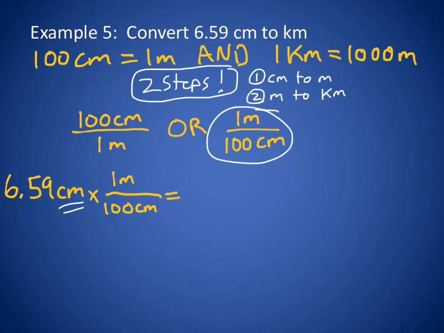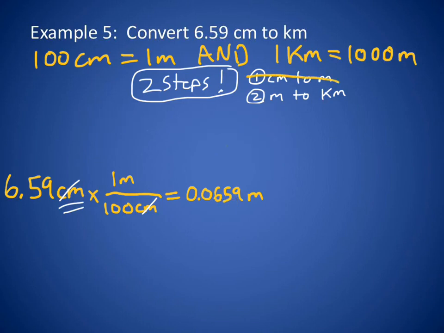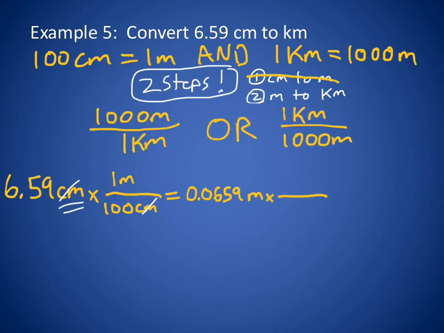So 6.59 times 1 is 6.59. Then divide that by 100, and you get 0.0659 meters. Centimeters cancel, so I'm left with meters. For step number 2, I'm going to take the 0.0659 meters, this number here. Don't use this answer, use your answer. It's a two-step, so take your answer from the first step. This many meters to kilometers. So my two fractions here: 1,000 meters over 1 kilometer, or 1 kilometer over 1,000 meters.